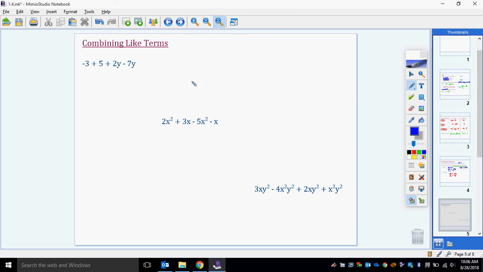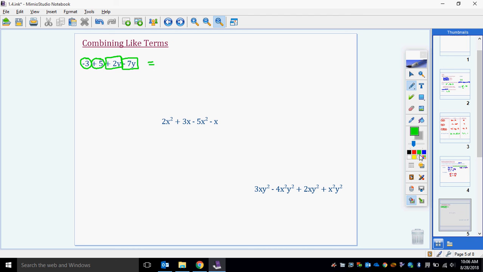Okay, so let's practice combining like terms. I teach this by either circling or boxing in the like terms. So let's, for instance, circle everything that doesn't have a variable because those are like terms. So -3 and +5. Again, I'm circling the sign in front. I see a 2y here, so I want to check and see if 7y has the same letter and same power. So I'm going to box those in. Those are different terms, but they're the same.